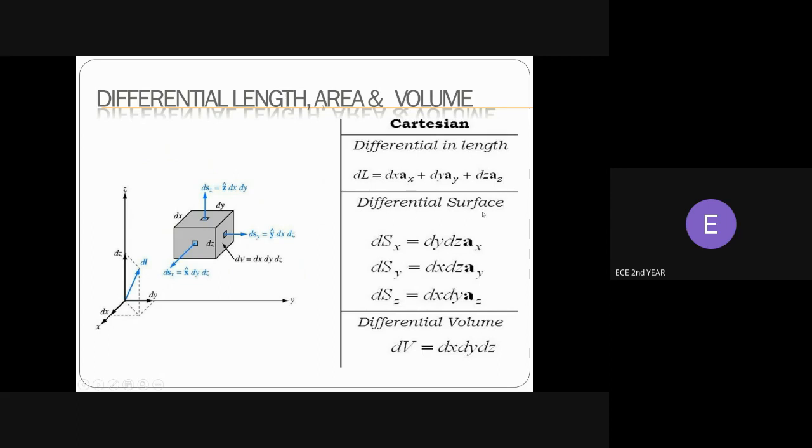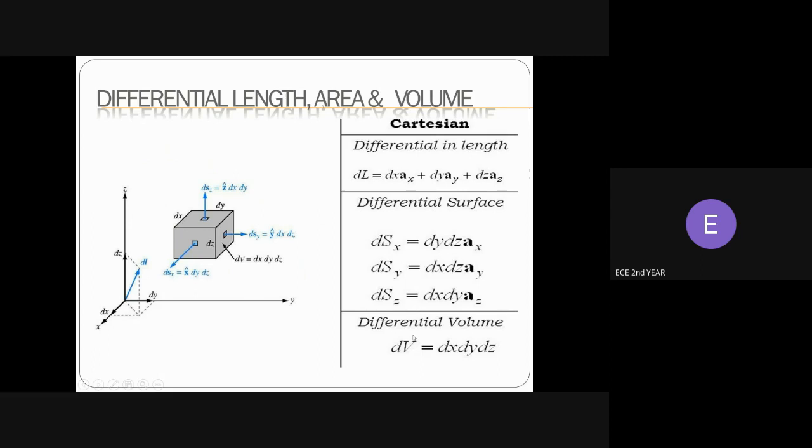Next we will see the differential surface, which is nothing but a two dimensional one. So we have to go for two axes, right? We take this particular plane. The formula is ax vector dy dz. If you take this particular plane, the differential surface in the y direction is given by ay vector dx dz, and for the z direction, the value is given by az vector dx dy. So these are two dimensional values, whereas the differential length is a one dimensional value.